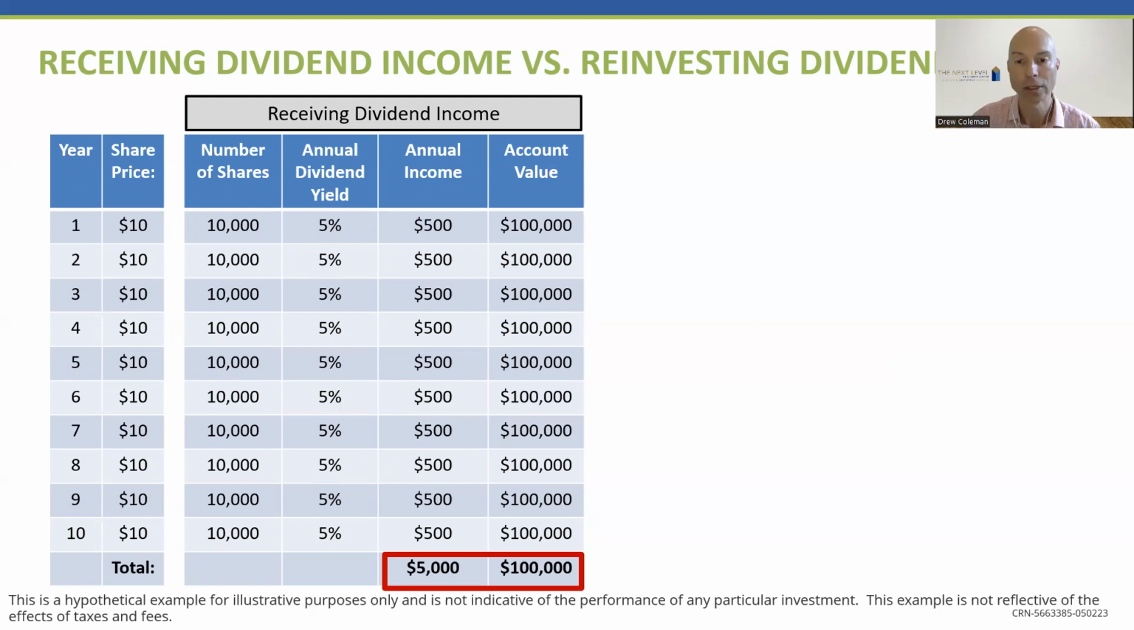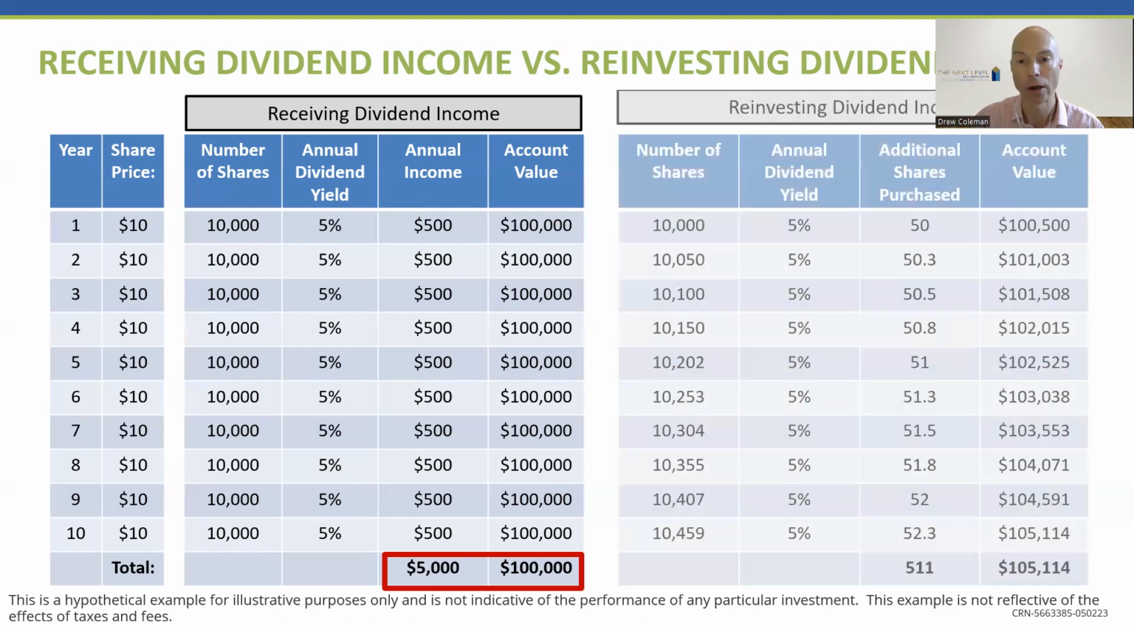So in the scenario of receiving a dividend as a cash payment annually, this investor receives $500 each year, and the account value during this 10-year period remains constant at $100,000 because it's 10,000 shares, and each share remains at $10. At the end of the 10-year period, the investor has received $5,000 of dividends, and the portfolio continues to be worth $100,000. So the investor has $105,000 of total value at the end of this 10-year period.